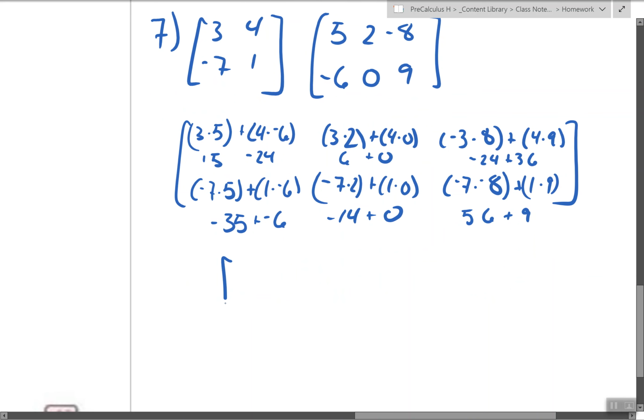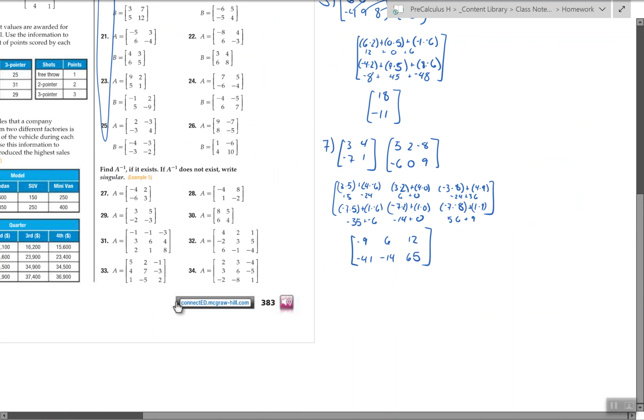Okay, so let's add all this up. That's going to give us negative 9, positive 6, positive 12, negative 41, negative 14, and 65. Okay, so there is the first set.